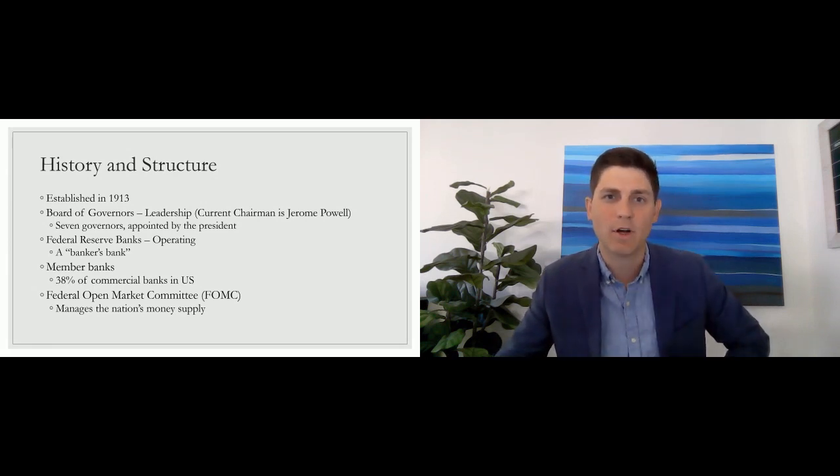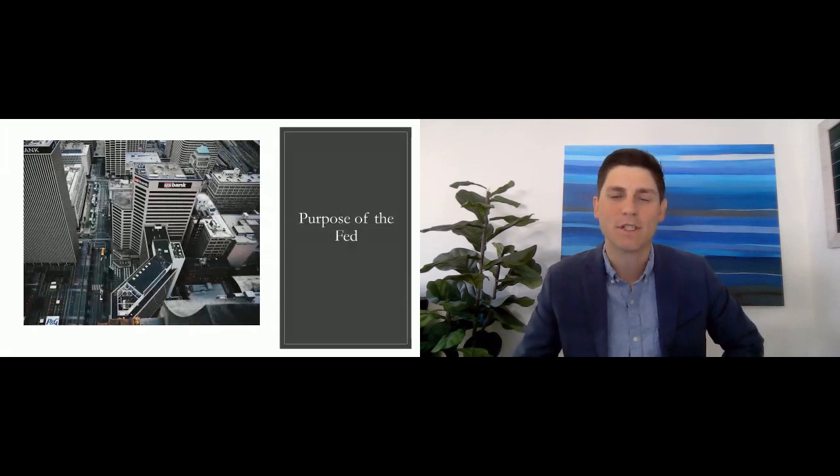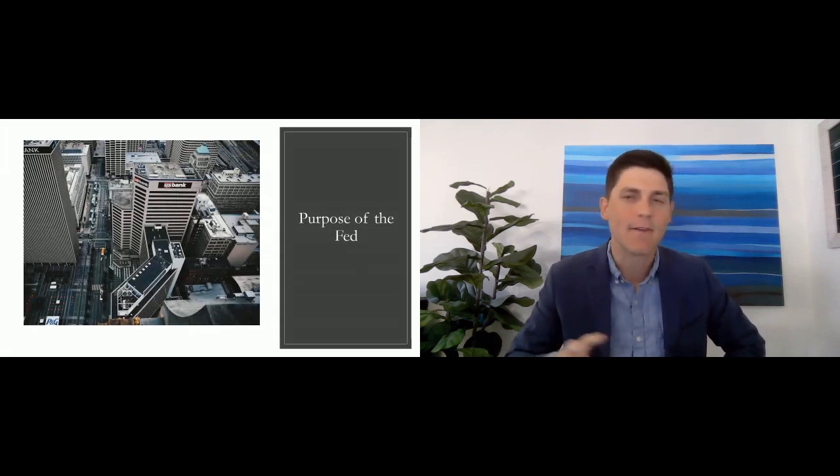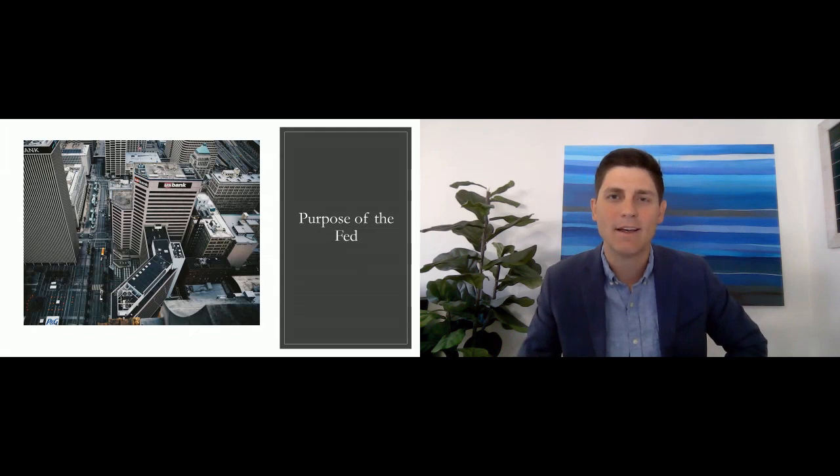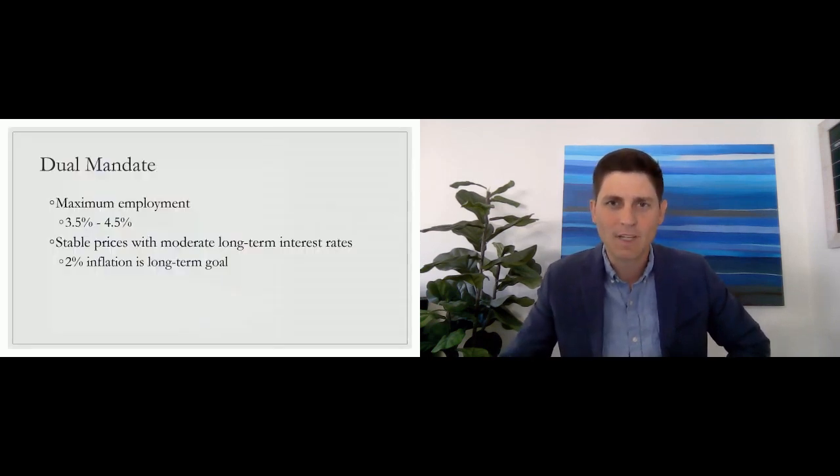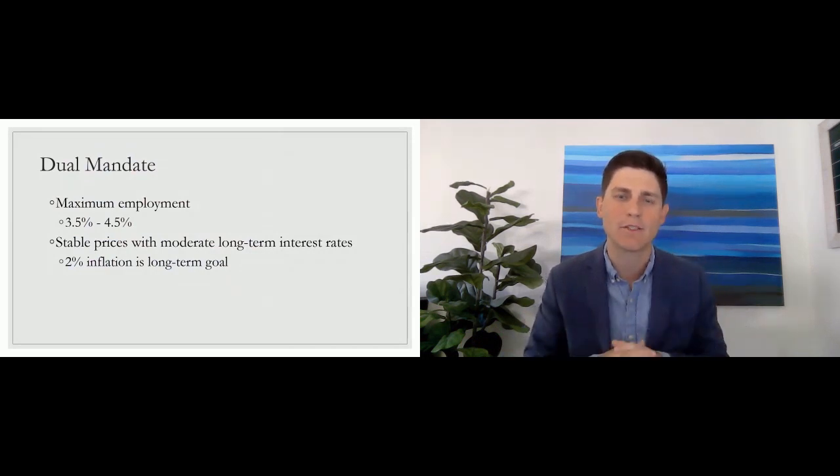So now let's move on to what is the purpose of the Fed. Now, this has definitely evolved over time. This is the part of the Federal Reserve that has a lot of debates, whether their purpose has evolved too much over time. But right now, the Fed operates under what's called a dual mandate. So they have 2 main things they're trying to accomplish. Number one, they're trying to accomplish maximum employment.